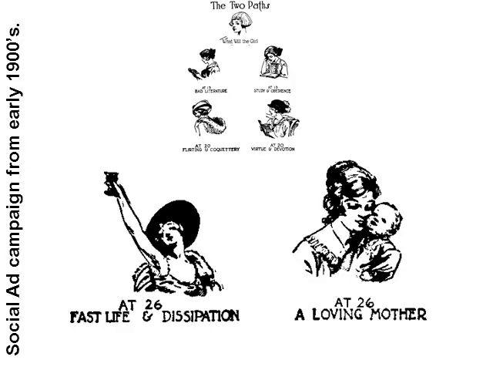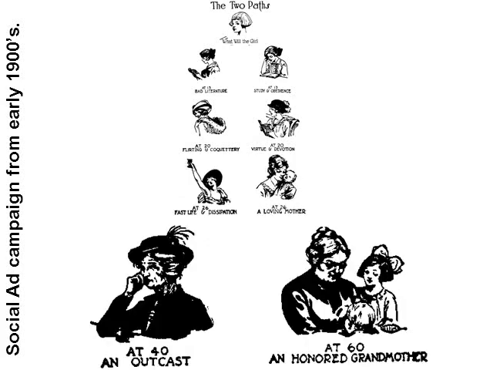At age 26, is she on the wrong path? The left side is the wrong path. You can see she's partying it up, living the fast life. Or at age 26, is she on the right path? Is she a loving mother? And by age 40, if she's on the wrong path, she'll probably be a social outcast. But the path on the right shows an honored grandmother.